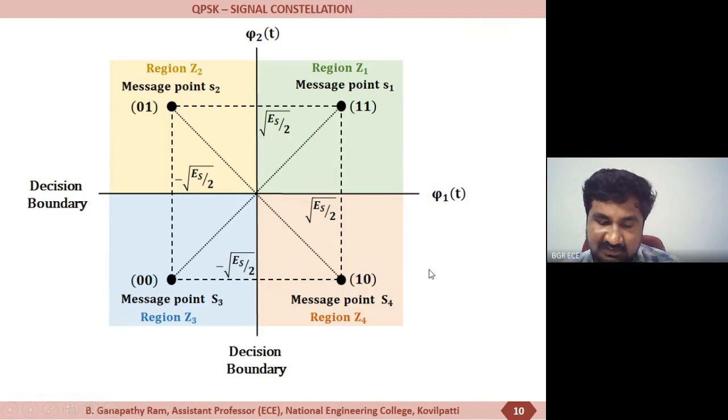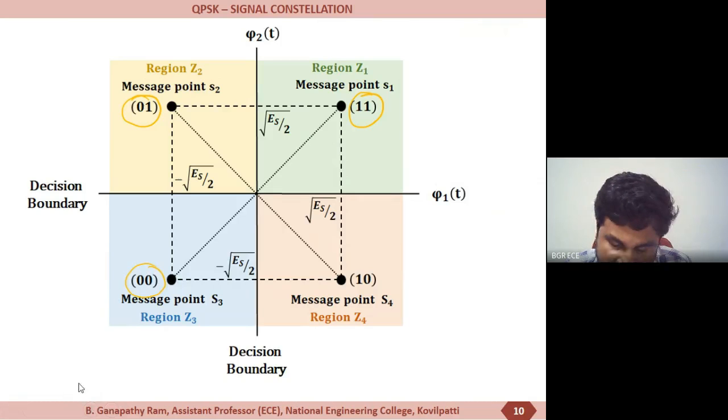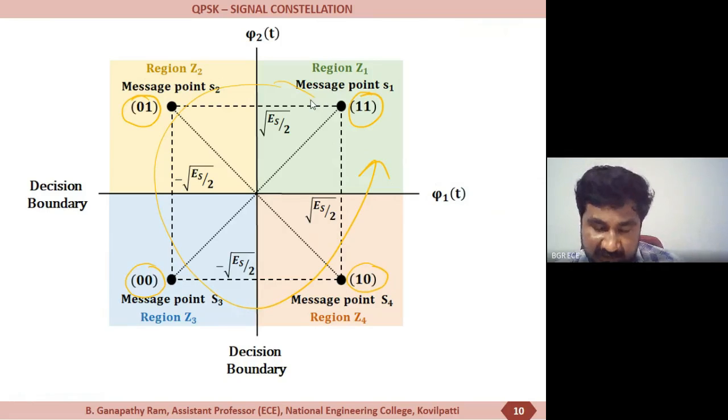Now, this message point represents S1 as 11, S2 represents 01, S3 represents 00, and S4 represents 10. This Gray encoded binary data representation is used because we can see that only one bit changes when we rotate and go from one coordinate to another coordinate.